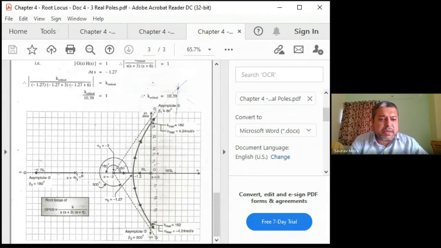Initially you just find what's happening. Initially one root is at s equal to -6, one root is at s equal to -3, and one root is at s equal to 0. That means when k is equal to 0, there are three poles positioned. One is at s equal to 0, another is at s equal to -3, and there is no root locus between -3 and -6. Between 0 and -3 root locus is there, but between -3 and -6 it is not. How to understand this is very easy, I will tell you. But again, root locus is there from -6 towards -infinity.